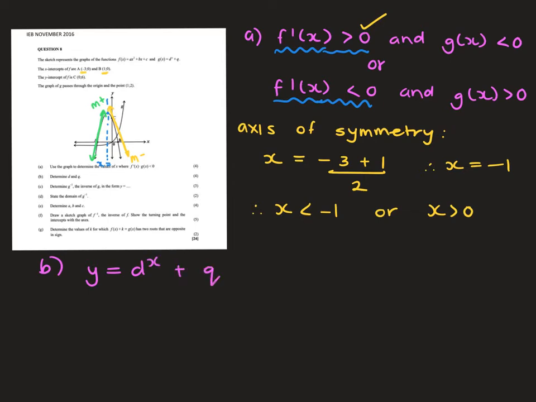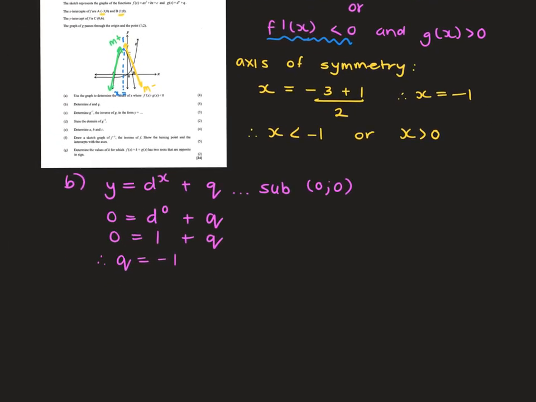To find the asymptote, the value of q, I would start off here by subbing in the origin. Why? Because we know that anything to the power of 0 becomes 1, so you remove d as a variable. We don't have to worry about doing simultaneous equations and stuff like that. We get that the value of q, the asymptote, is -1.